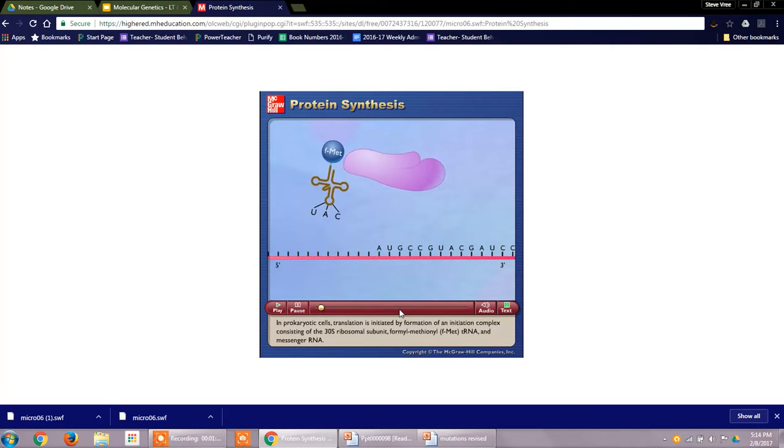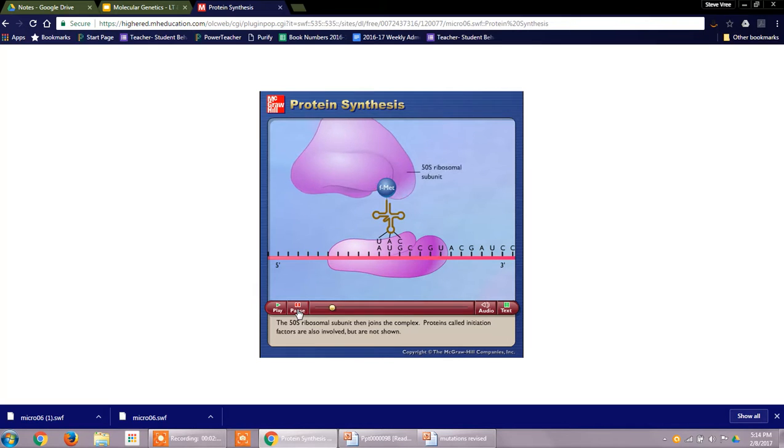So what we're looking at here is a tRNA, a transfer RNA flying in, and that purple thing is a ribosomal subunit, or a part of a ribosome. And coming in here, the big purple one is another ribosomal subunit. This is actually for prokaryotic translation, but it doesn't matter really. The process is pretty much the same in eukaryotes.